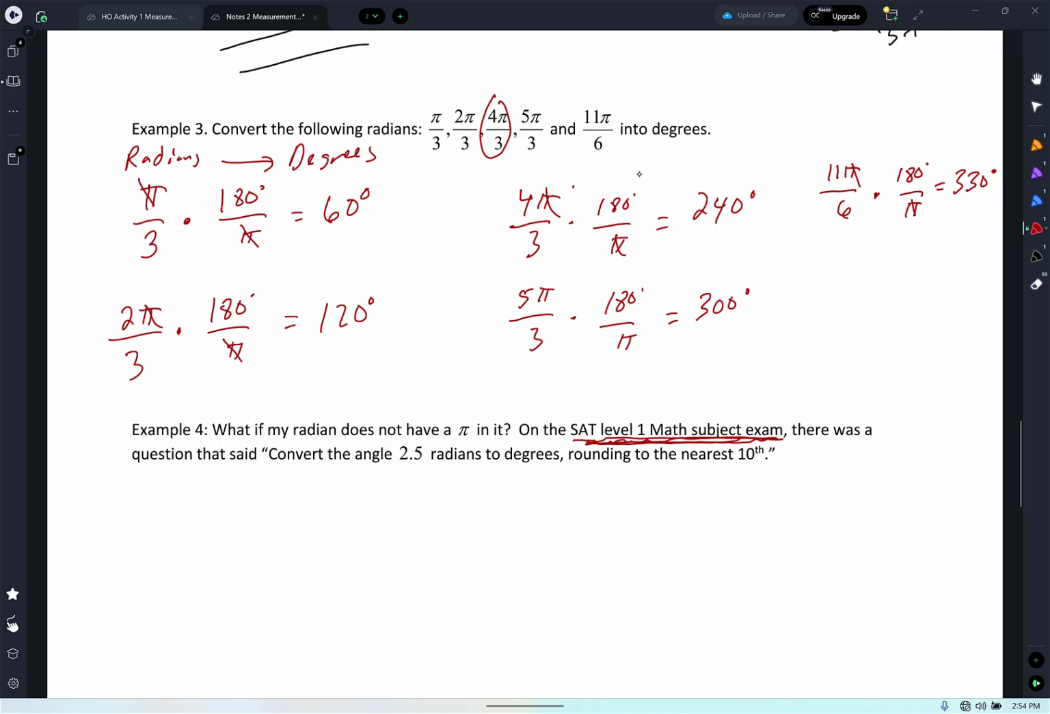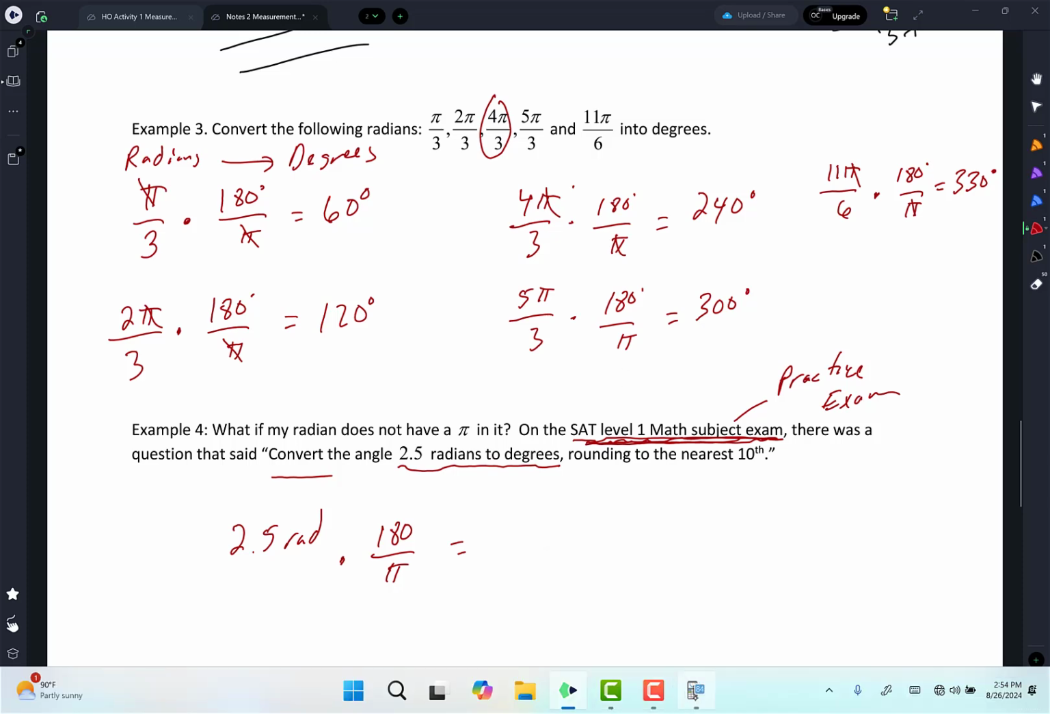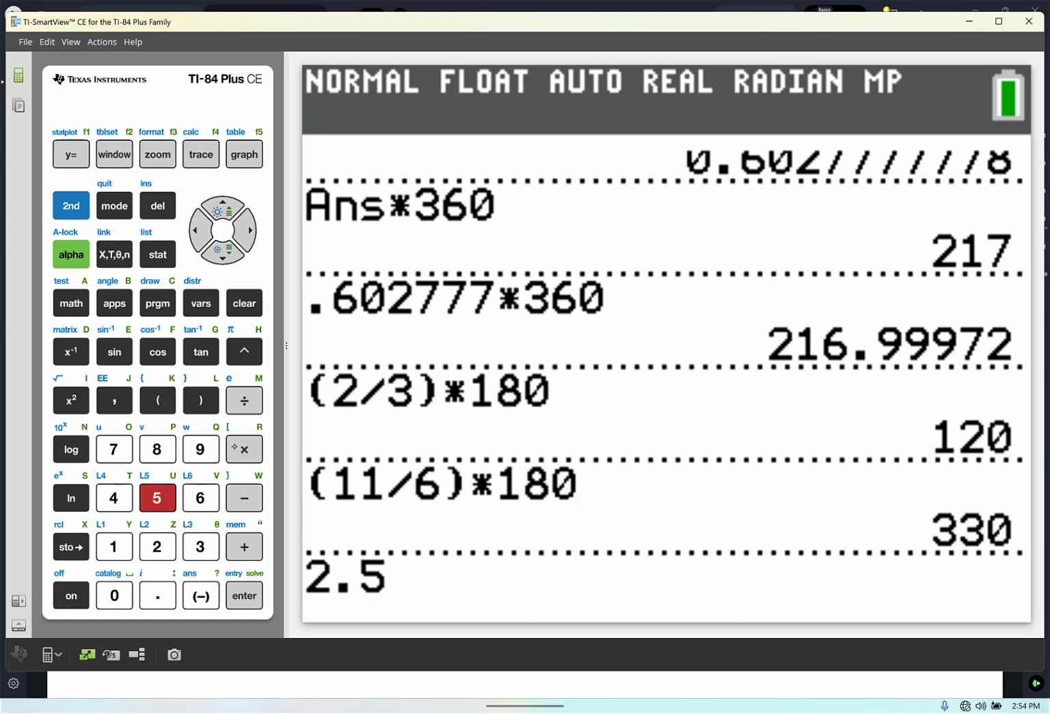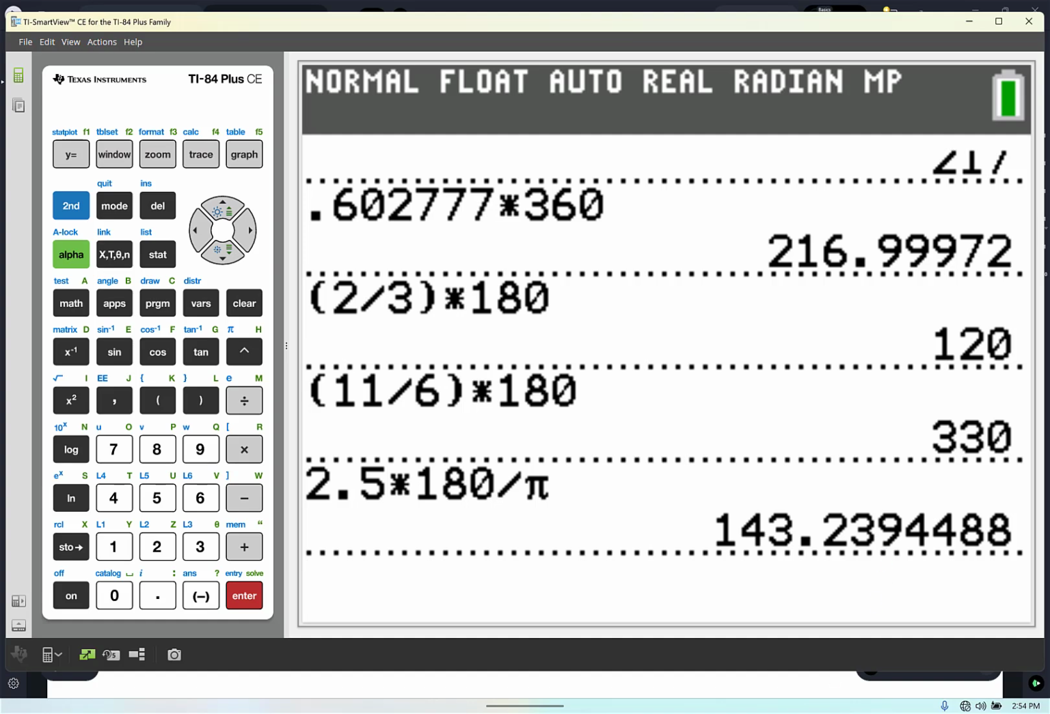What if my radian measure does not have a pi in it? On the SAT Level 1 Math Subject Exam, there was a question, well, on a practice exam, that said: convert the angle 2.5 radians to degrees. You just take the 2.5 radians and multiply it. If I want to go from radians to degrees, I just multiply by 180 over pi, and you're going to get a decimal. So I go 2.5 times, and you can just type 180 over pi like this. You can use the fraction feature as well. 143.239.